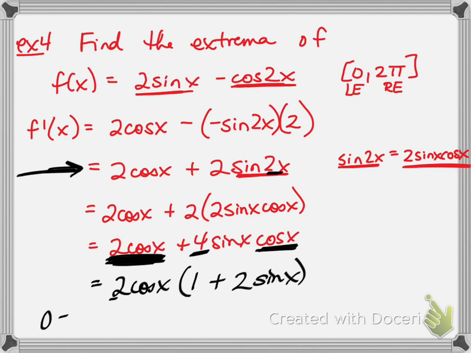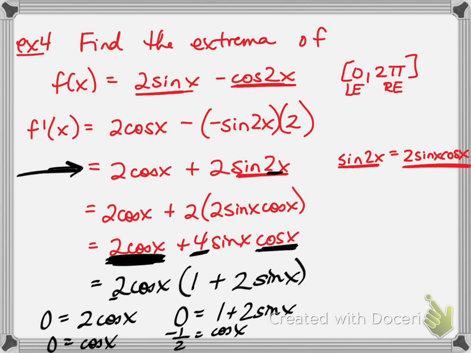Set these equal to 0. 0 equals 2 cosine x. And 0 equals 1 plus 2 sine x. Divide by 2 here, and you get 0 as cosine x. Subtract 1 and divide by 2, and you get negative half is sine x.